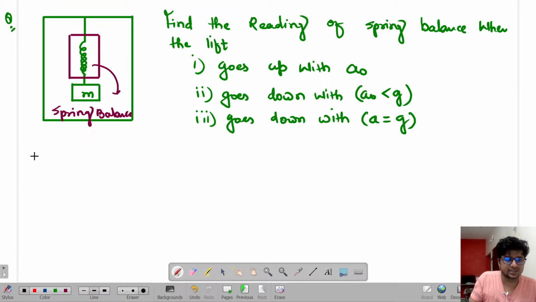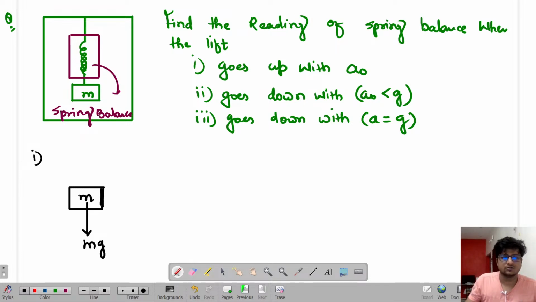Yes. So in the first case, if it goes up, if I draw the FBD of mass m, tell me, is the mass m in an accelerating frame or a non-accelerating frame? Accelerating frame means if I consider the lift to go with acceleration a naught, basically this means it is which kind of a frame? Accelerating frame.